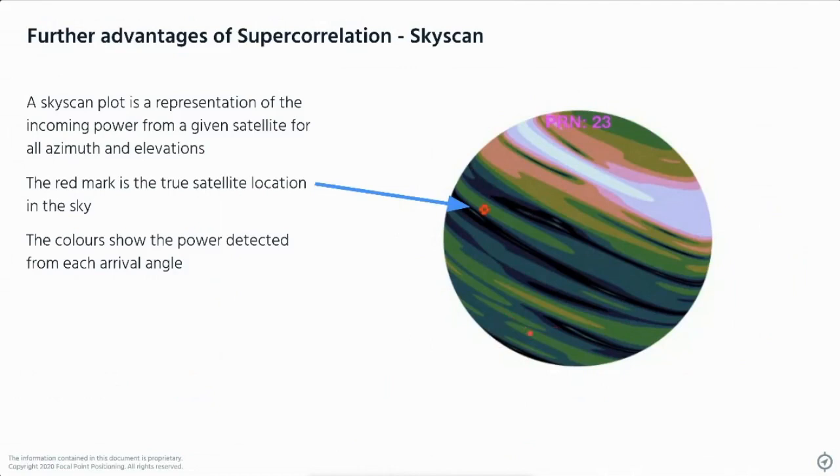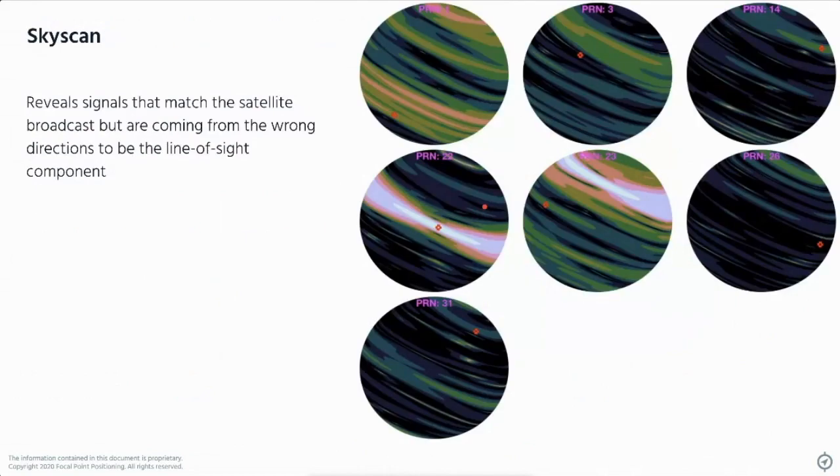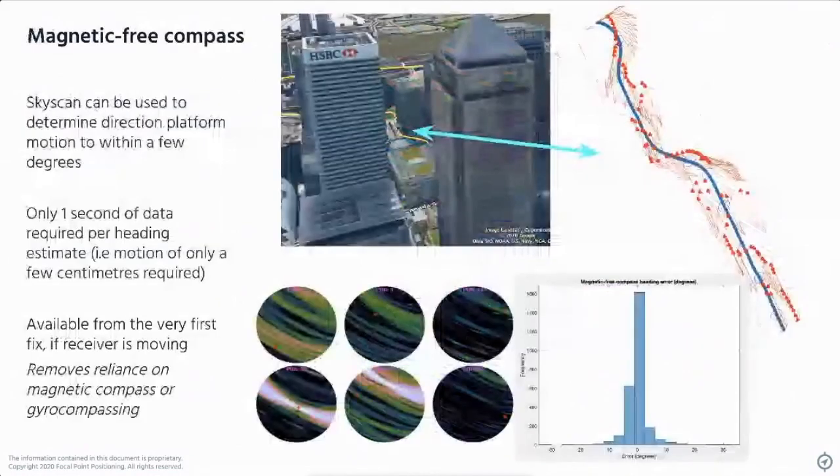So we can actually image where the buildings are around us by seeing where the strong reflections are relative to where the satellites are. And we generate these unique outputs that you don't get with normal GPS processing. We can image where the energy is coming from around us from each satellite using supercorrelators. You can use that instead of a magnetic compass.